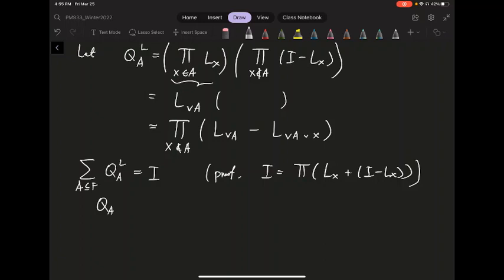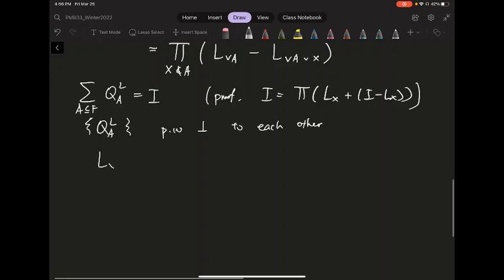And also, the Q_A^L are pairwise orthogonal to each other. This is just because if you have A and A prime, if they're different, then there's some element that's in one of them but not in the other. And when you take their product, you have some factor of L_x in one and L_x complement in the other, and then you multiply to 0. So basically you have this nice decomposition.